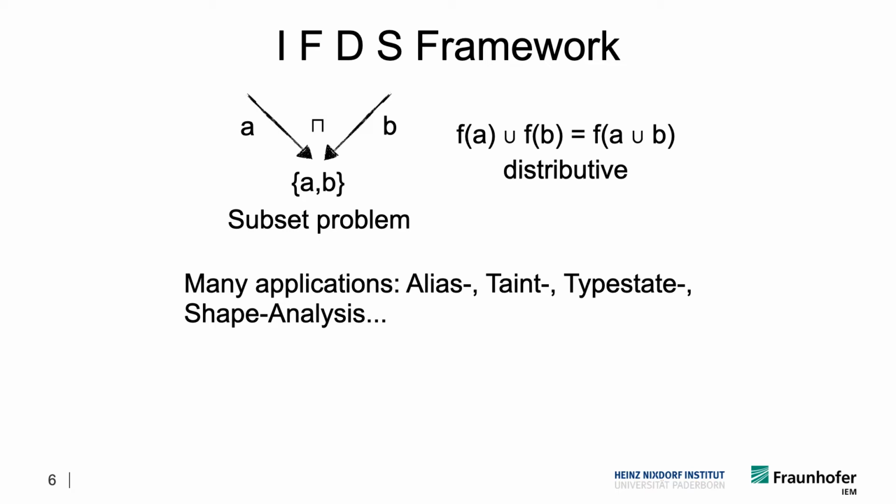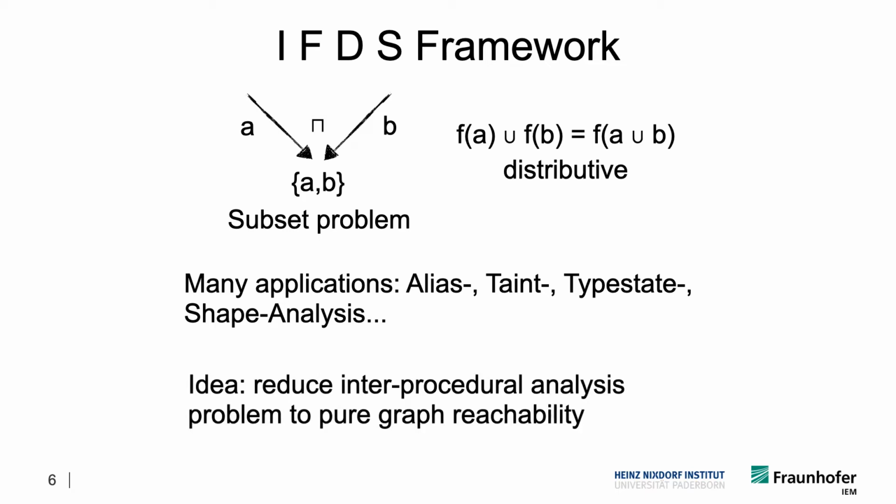And what's really nice about IFDS is that it has a very simple underlying idea, at least once you have understood it, which is that it reduces the interprocedural analysis problem, a context-sensitive interprocedural analysis problem, to a pure graph reachability problem. And graph reachability, we know how to solve, right? I mean, it's just graph traversal. That's pretty simple, and that also makes it very efficiently solvable. The question is, though, how do you do this reduction?